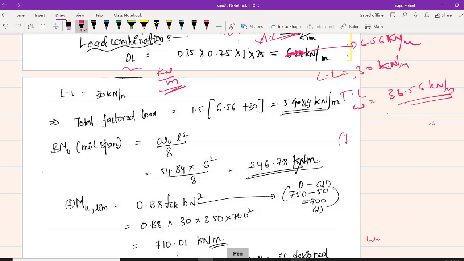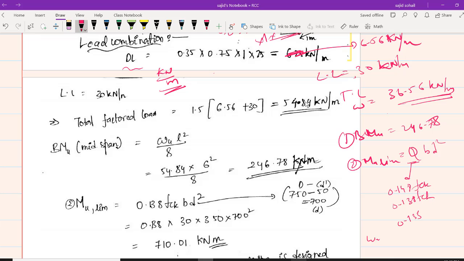The first step, the ultimate bending moment, you got, which is 246.78. What was the second step? You calculate your MU limit, to see whether the section is singly reinforced or doubly reinforced. What is your MU limit? It is QBD square. What is the value of Q? It is 0.148 FCK for Fe250 steel, or 0.138 FCK for Fe415. So 0.138 FCK into BD square, right? That is what we will calculate.